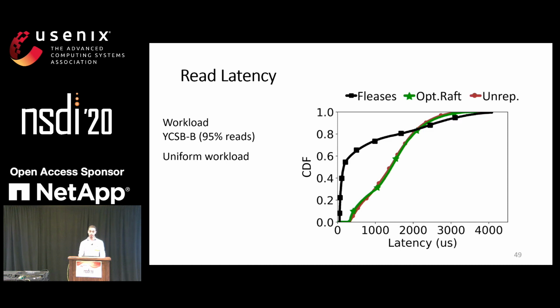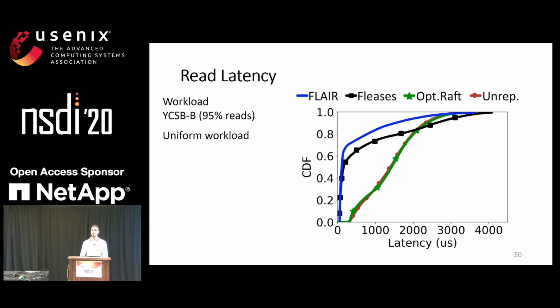And this is the read latency for FLAIRs. As you can see, it achieves better latency because now the system is not bottlenecked by the leader, and now it can utilize the followers. However, as you can see in the tail latency, it performs worse than other approaches because of the complexity of lease management.